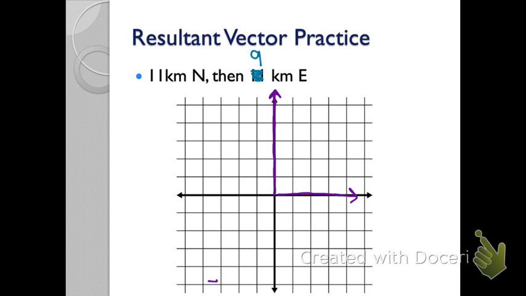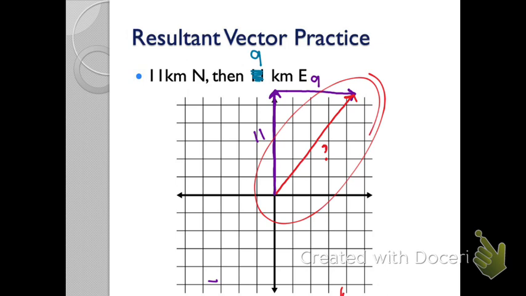Do I do it like this? No, because that's not tail to tip, right? We have to go here. 2, 4, 6, 8, 9 kilometers. So I'm going to write 9 and 11. Now I'm going to draw my resultant vector, which goes from where? Origin to the tip of the last vector. My goal here is to find this guy's displacement, which means I need to find out exactly what this length is. And I also need to find out what direction he left the origin at, so I need to find that angle that goes with it.